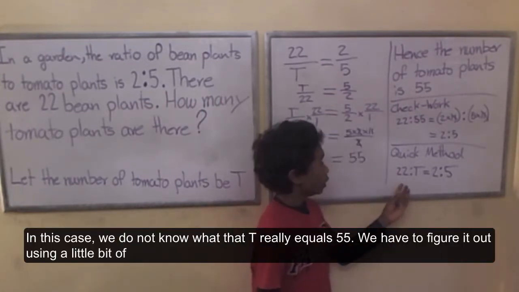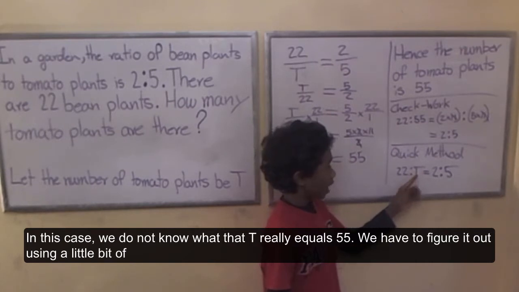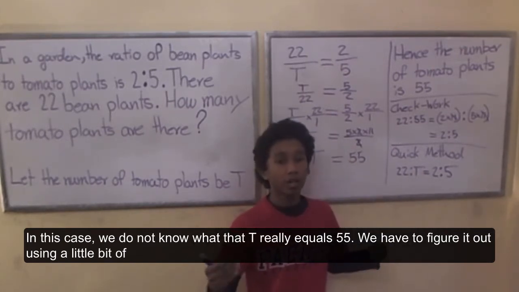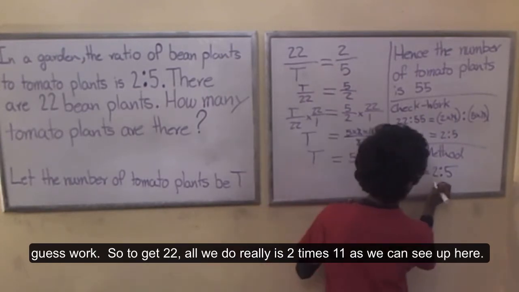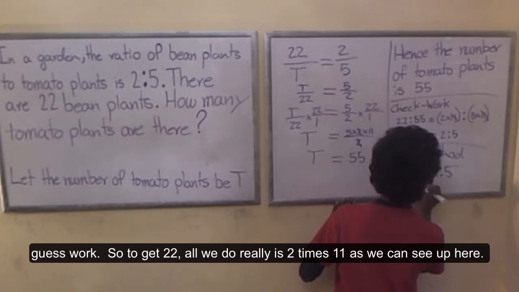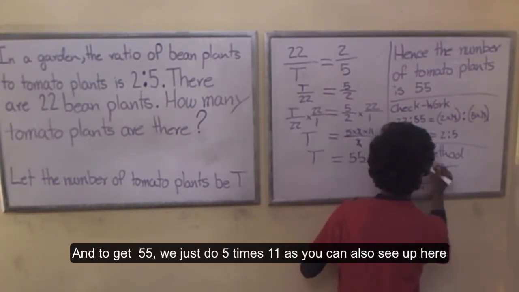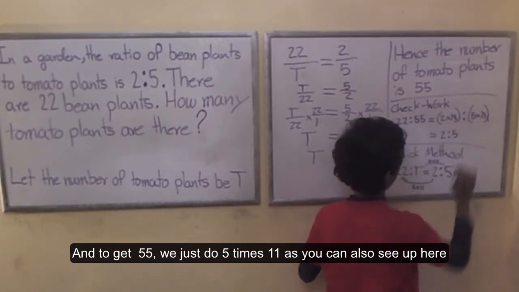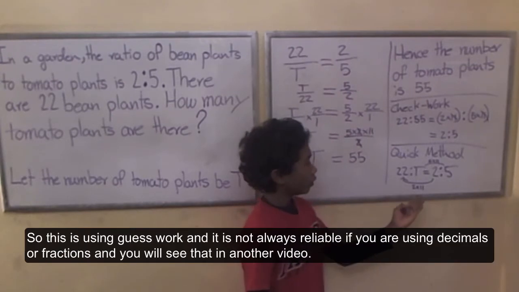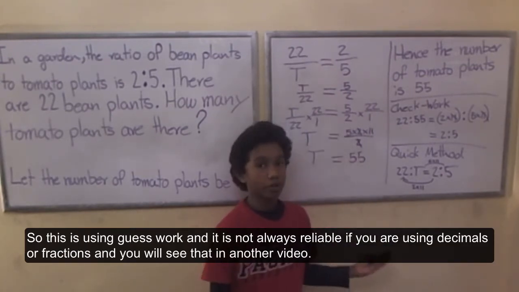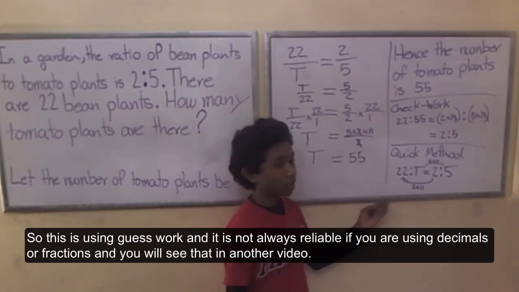In this case, we do not know that T really equals 55. We have to figure it out using a little bit of guesswork. So to get 22, all we do really is just 2 times 11, as you can see up here. And to get 55, we just do 5 times 11, as you can also see up here. So this is using guesswork, and it's not always reliable if you're using decimals or fractions. And you'll see that in another video.